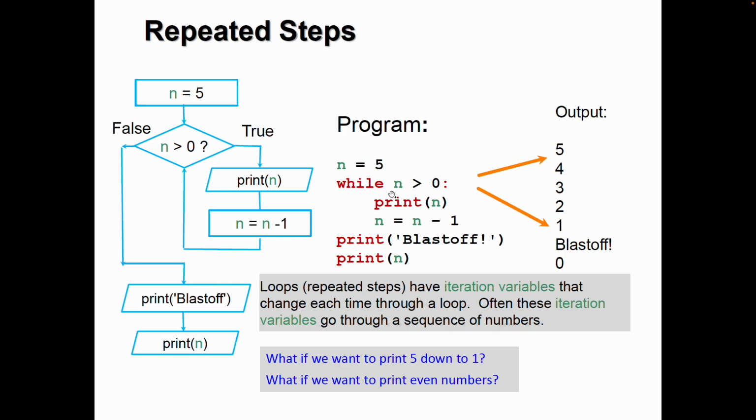And then we will check it again. Is n greater than 0? No. n is now 0. So we will skip these 2 lines of code and come to this part. We will print blast off, and then we will print n again, which is 0. Look at this, I printed so many lines here, but for that one I just wrote this. So I've been repeatedly running those statements.